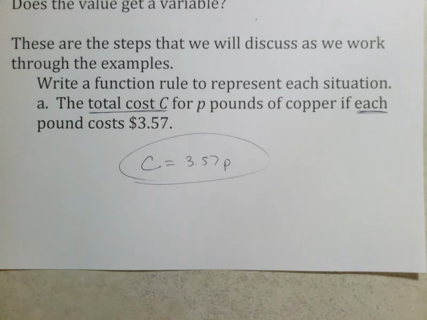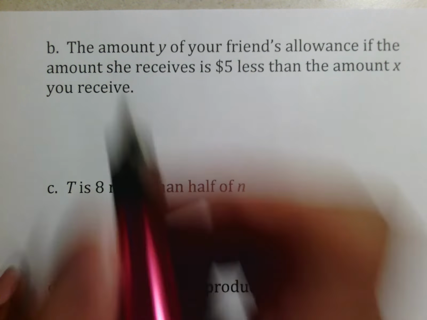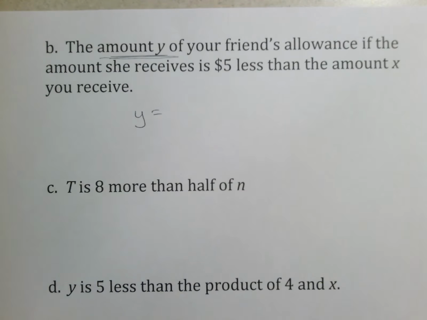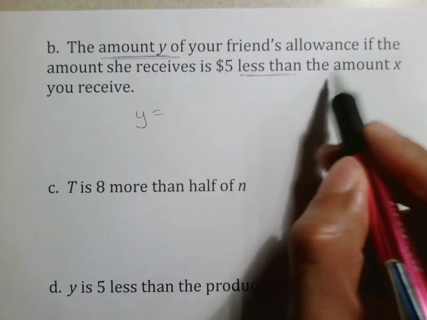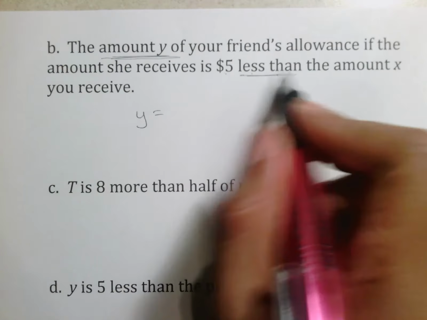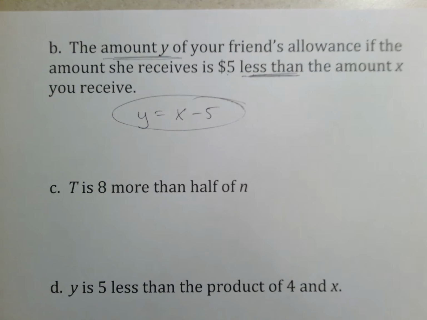It's not very difficult compared to what we've been doing, but it is a situation you have to be careful on. You have to make sure you represent it right. It says the amount Y of your friend's allowance if the amount she receives is $5 less than the amount X you receive. Again, the first thing is to find the total. I'm assuming your friend's allowance is going to be the total, so we'll start with Y equals. And it says the amount she receives is $5 less than the amount X you receive. Less than means move the 5 to the back, so it should be X minus 5 to represent that situation.